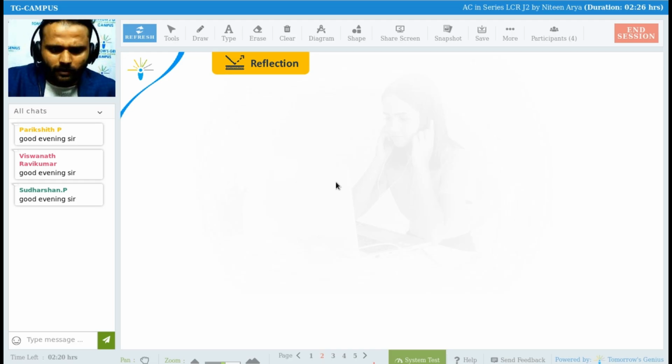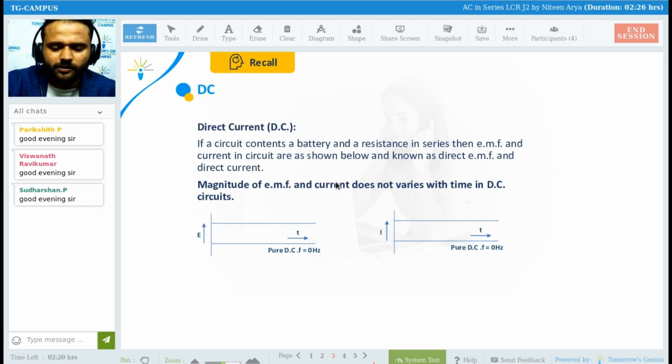Okay, so in this, reflection is not that important. You can say recall. We are going to start from the recall, the basics, the difference between DC and AC, and then the things we need to discuss in this.